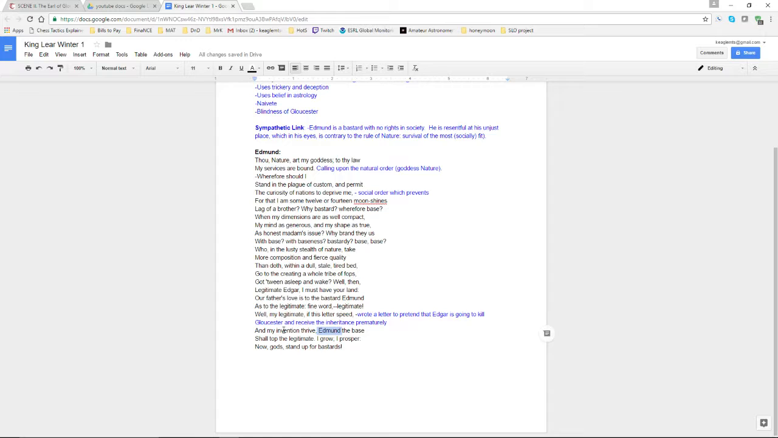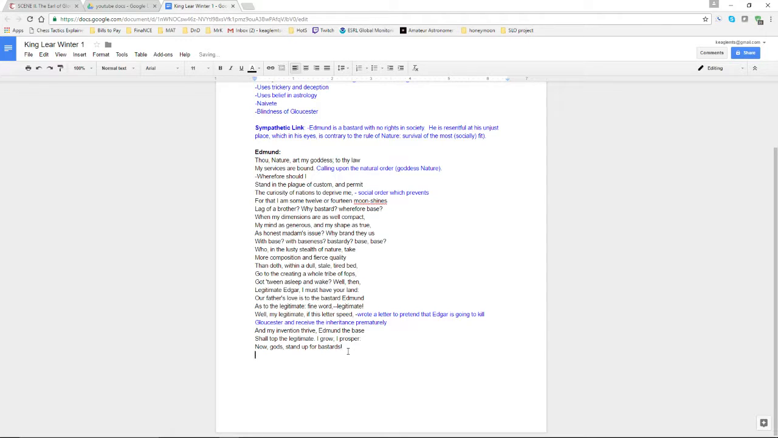So anyways, Edmund says, okay, my invention, that's his little trickery that he's using. That's his letter that he's talking about. He's so smart, this Edmund, it's kind of ironic, right? So he's trying to outwit and outsmart his opponents for his personal gain, and we'll see how well he's able to do that. Edmund the base shall top the legitimate, right? So here's another spatial kind of pun. Base, the bottom, shall go over on top of the legitimate. I grow, I prosper. Now, God, stand up for bastards. So here he's finishing out his scene in a strong finale. He's calling on the gods. Now, be just. If you really care about people, then stand up for us bastards.